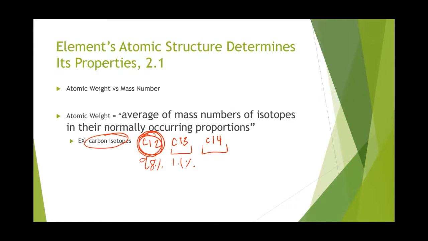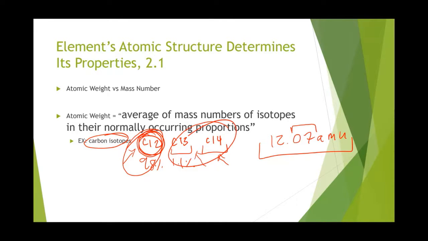So if you have a huge abundance of carbon 12, you obviously have a little bit of these rare isotopes of 13 and 14, but when you take the atomic weight, it's going to be closer to 12.07 AMU. If you go on the periodic table right now and look at the atomic weight of carbon, it's 12.07, because you have more carbon 12. This 0.07 is just coming from these rare isotopes. It's pushing it up. Does that make sense?